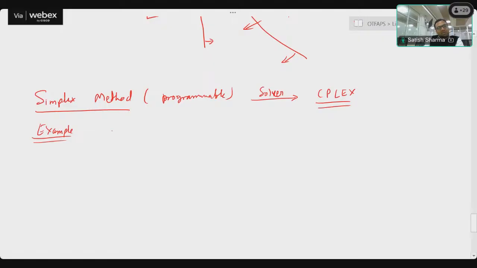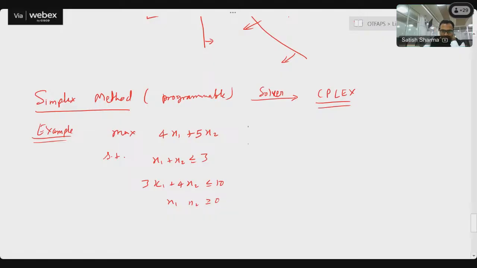It's very simple. Let's say a certain objective is there, 4x1 plus 5x2, and certain conditions are there. So x1 plus x2 less than 3, and then 3x1 plus 4x2 less than 10, and x1 and x2 are greater than 0. Okay, let's assume this is the problem which we want to solve.